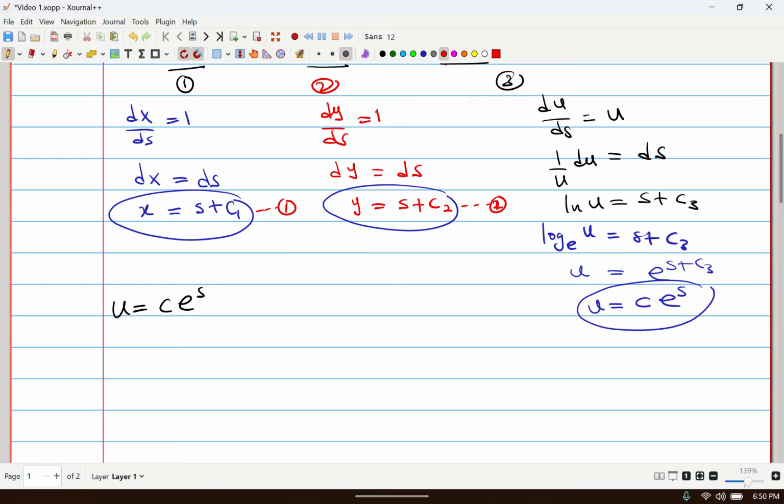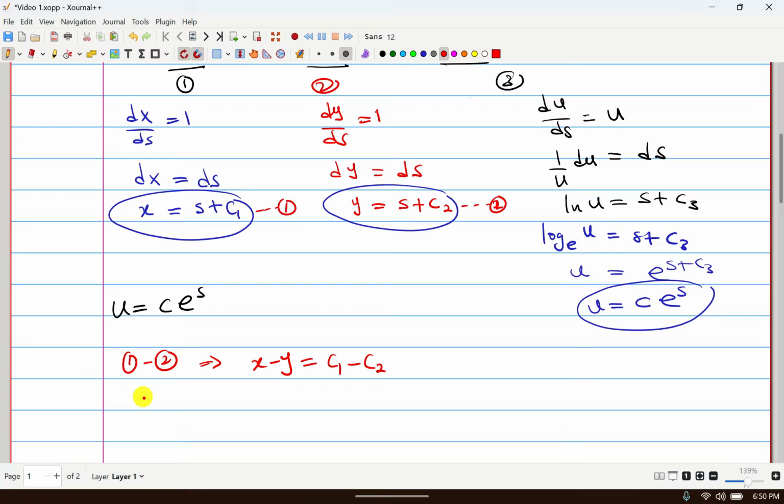Looking at equation 2 and 1, when I subtract both of them, right? If you subtract equation 1 minus equation 2, or you can do 2 minus 1, anyhow you want to do it, that's fine. Nobody really cares. It's going to give you x minus y to be equal to, when you subtract both sides, c1 minus c2.